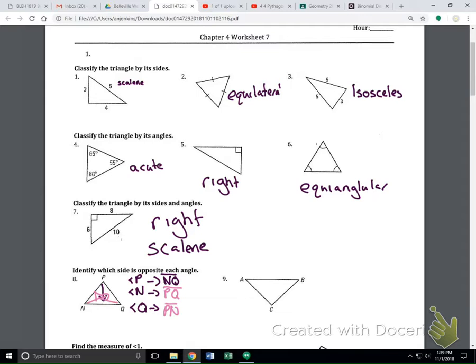Okay. Number 9 is the exact same setup. But now we have angle A, angle B, and angle C. So the side opposite of angle A is BC. The side opposite of B is AC. And the side opposite of C is AB. Again, since these are segments, we put the line without arrows over the top.